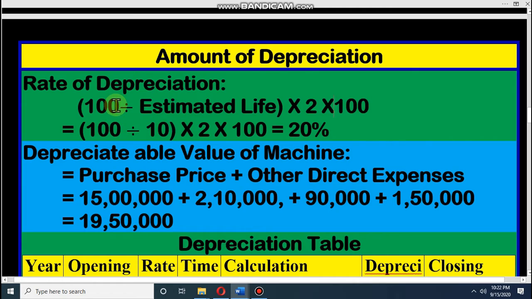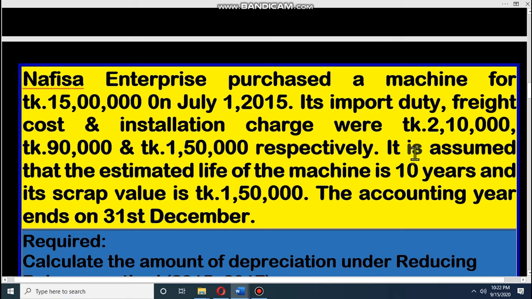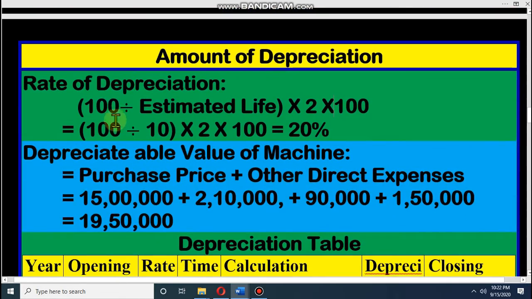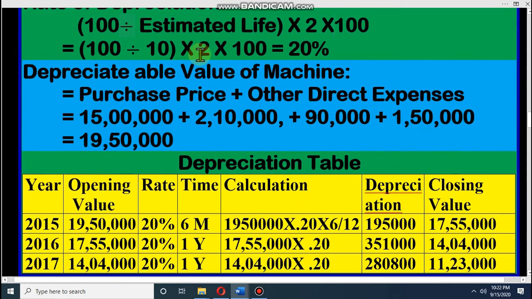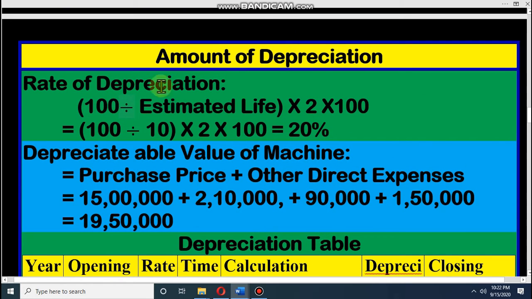So this is 100, this is the formula, and this is the estimated life. Look at the question: the estimated life of this asset is 10 years. So 100 divided by 10, into 2, that means 20%. This 100 is for percentage. We have a 20% depreciation rate. Dear student, again I am telling the formula: 100 divided by estimated life into 2. If we omit the 2, then it is the formula of the straight line method.